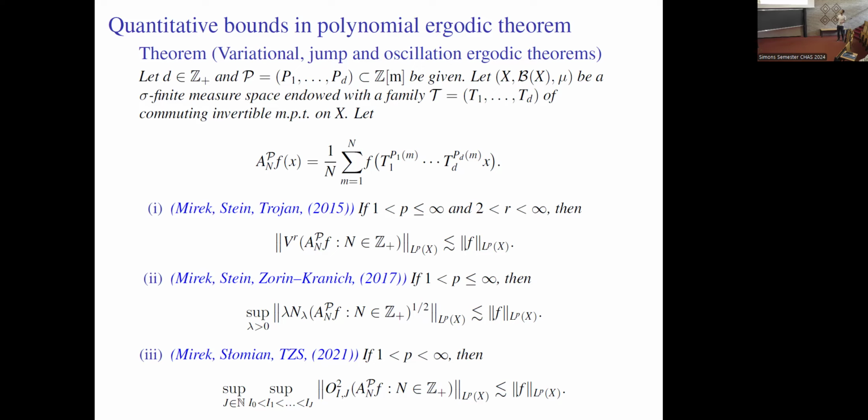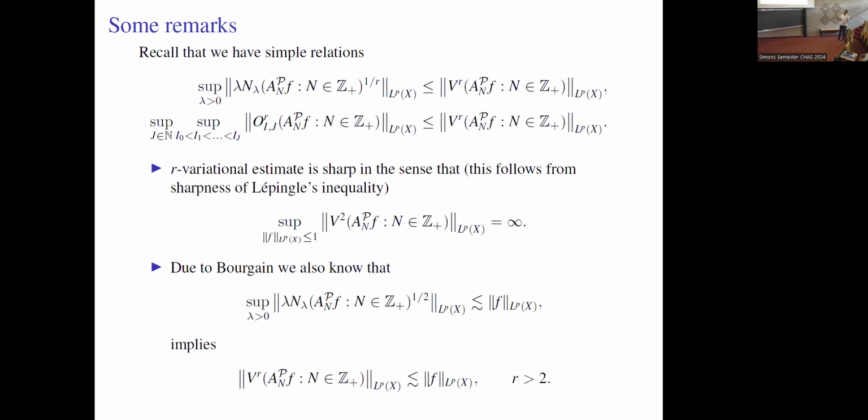And moreover, these theorems are sharp in the sense that it's not possible to prove R variations for 2. It's not possible to prove lambda jumps for parameters smaller than 2, and the same for oscillations.